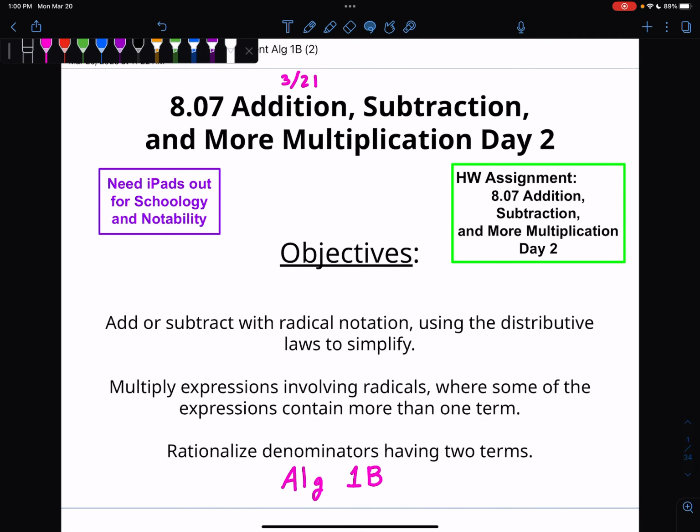This is 8.7 addition, subtraction, and multiplication day 2. So we're practicing this skill. You're going to do these problems. You're going to follow along with the video as a class. We're going to pause it for you to do the problems. Then we're going to hit play so you can see the answers and make sure you're getting them right.